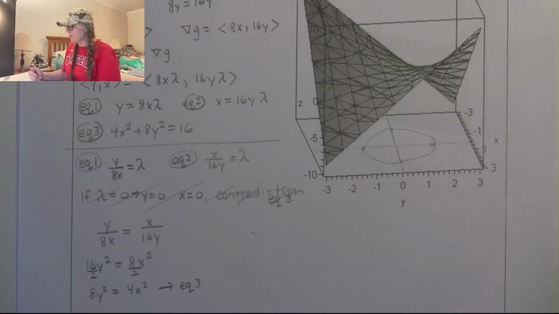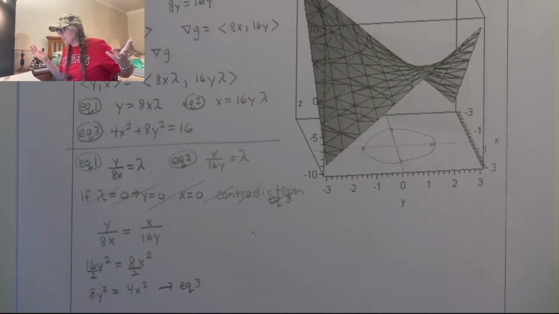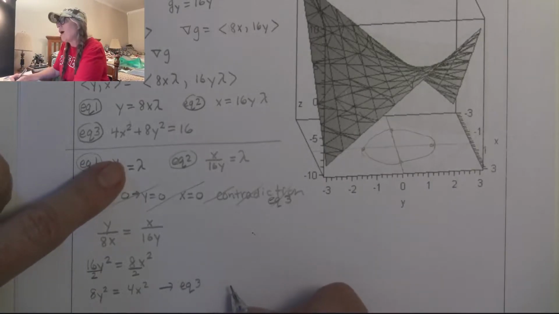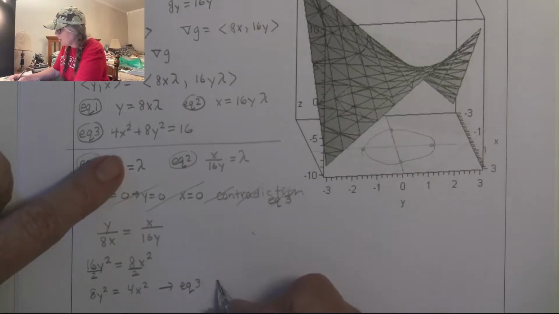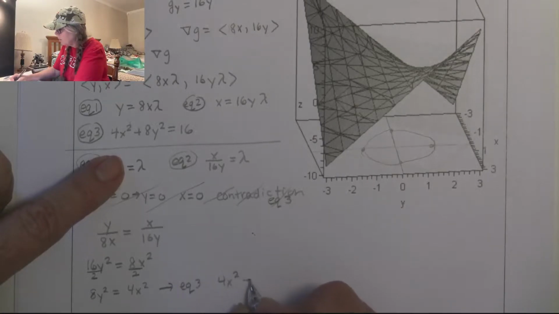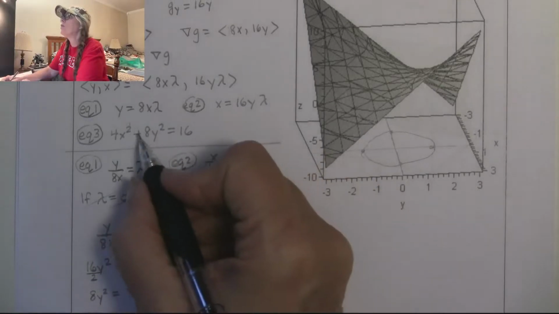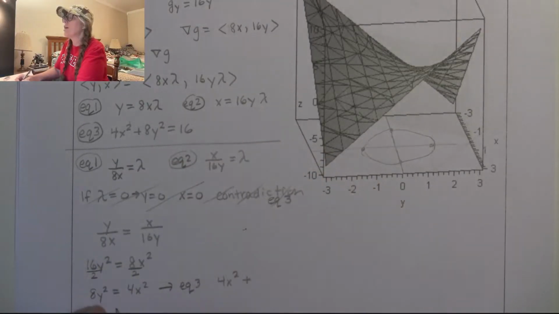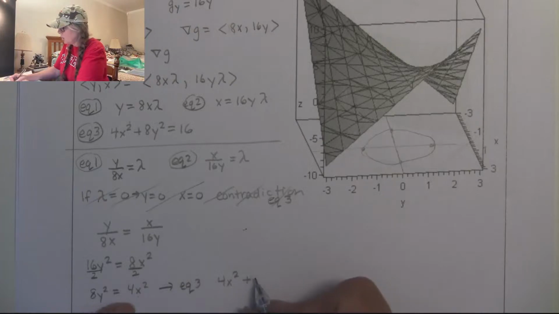I don't know how big of a coincidence it is, but it's the story. So right here, I would prefer to have x's for whatever reason, which seems kind of crazy right now. But 4x squared plus, and then instead of 8y squared, I'm going to write what 8y squared is equal to according to this blend of equation 1 and equation 2, which is 4x squared. And then that equals 16.